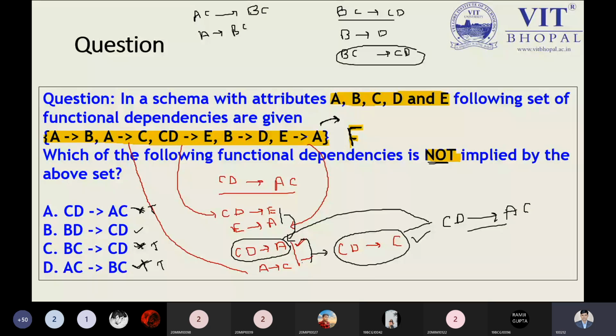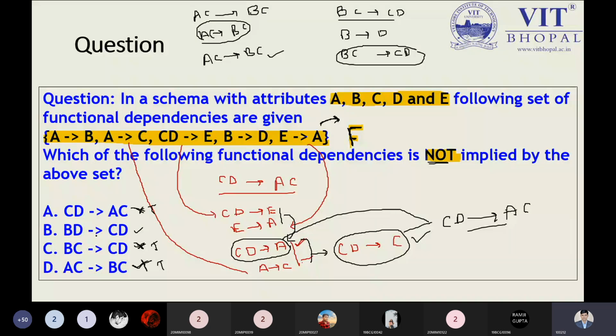D is also so simple. Just do nothing. You want to check AC determinant to BC. Just use the augmentation rule to add a C. So AC determinant to BC is also possible. Okay, so this is true. AC determinant to BC is also possible by adding the C. So this is a simple true.